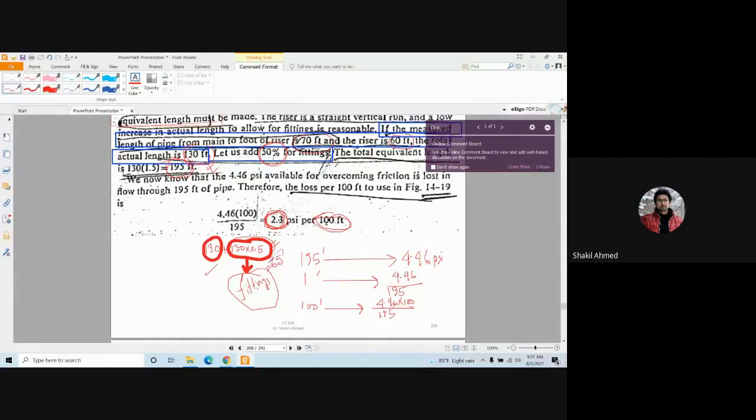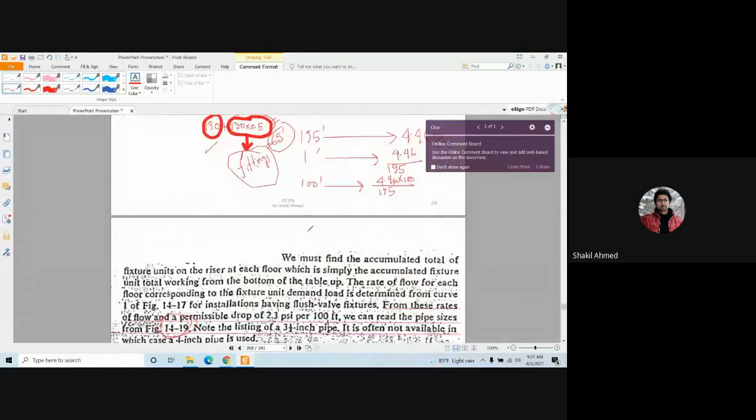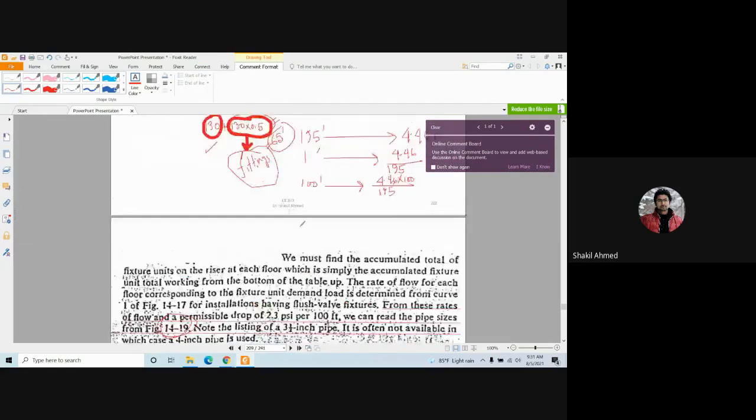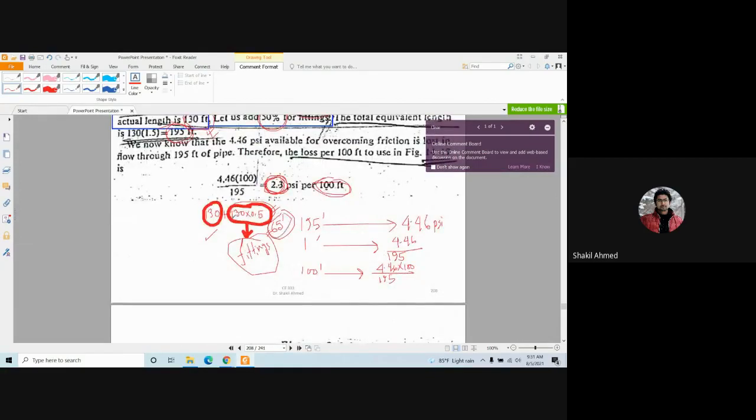So this is available for fitting loss. Now actually from the fittings, how much length do you need? 82.5, 82.8. That means whatever we have provided, 65, is less than the actual. So this is not quite enough. So we could correct our drop by boosting the equivalent to say 85 feet. So instead of giving 65 feet here, you could redo the calculation by 130 plus 82.8, or let's say 85.